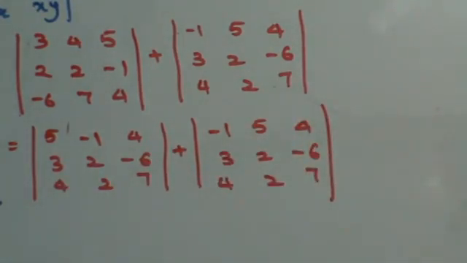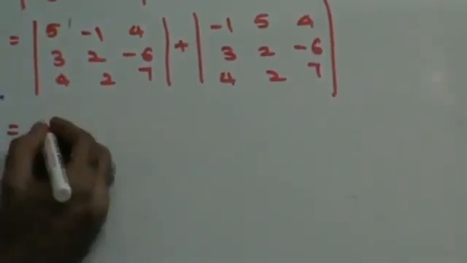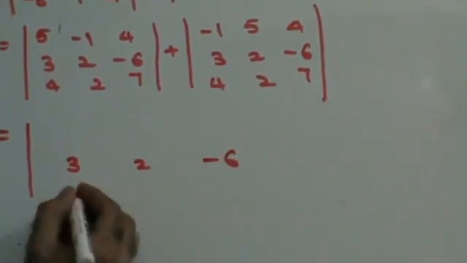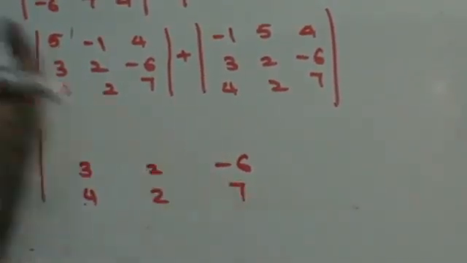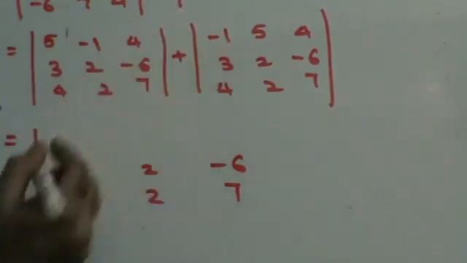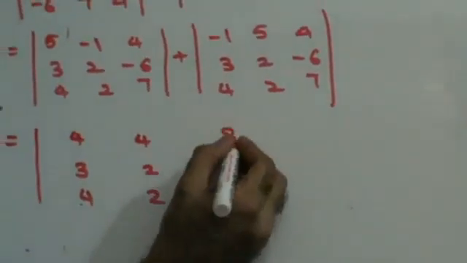Right? I substituted the value of the first determinant. I had already found out the value of the first determinant. I substituted that. Now, in these two determinants, the second and the third row is the same. Since the second and the third row is the same, I'll take the second and the third row as common. That means now when I add, I'll have to add only the first row. This will be 5 minus 1, 4, minus 1 plus 5, 4, 4 plus 4, 8.